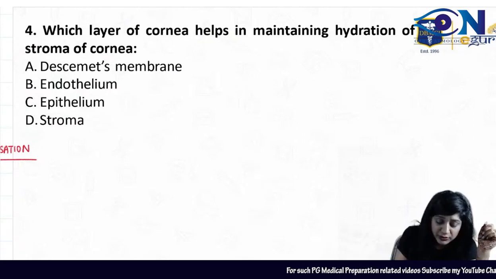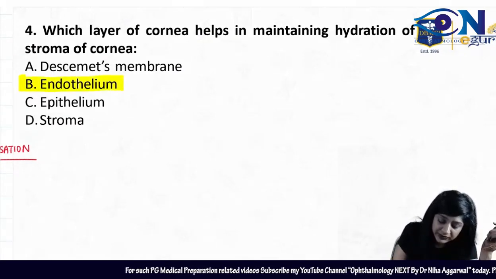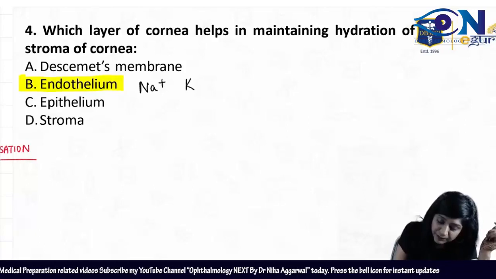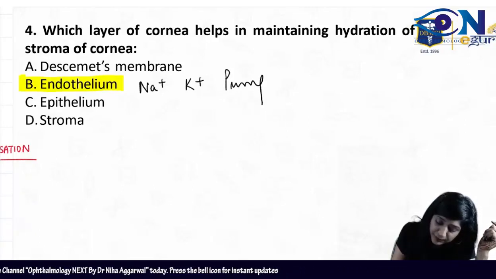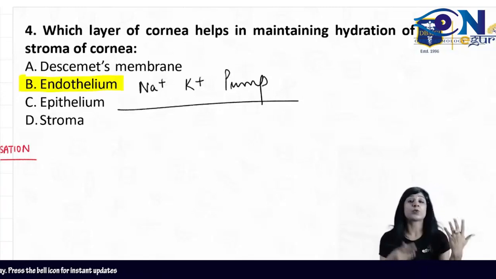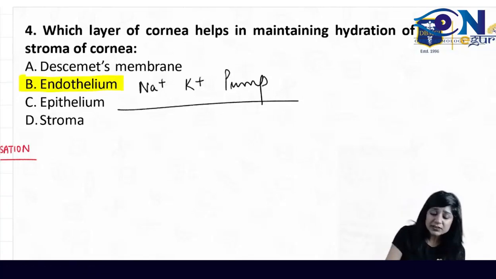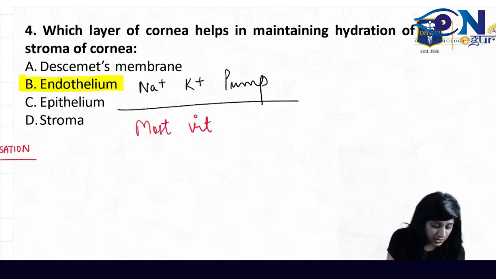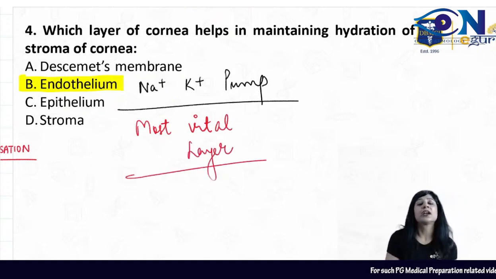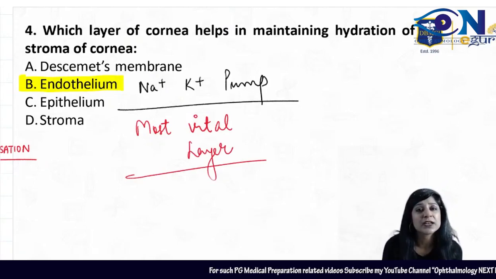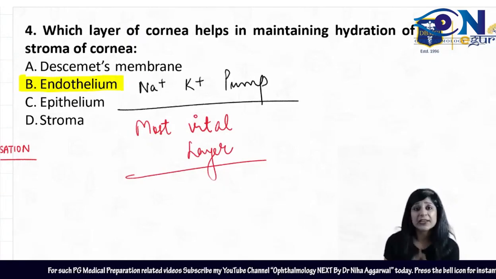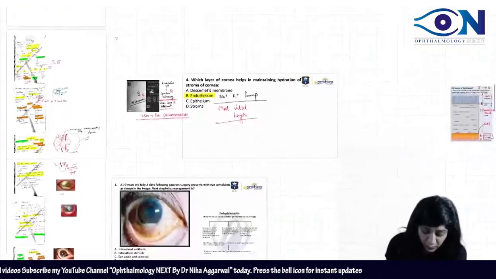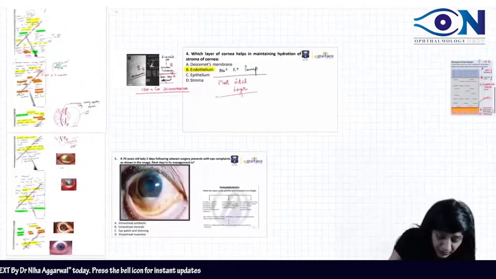Yes, so it is the endothelium, because it contains the sodium-potassium pump. Because it contains the sodium-potassium pump, therefore it is metabolically active, the most vital layer also. It is not D, it is actually B, endothelium, the most vital layer of the cornea, responsible for maintaining the transparency. So we have done all the questions related to the layers. Okay? Now we will come to the ulcers.